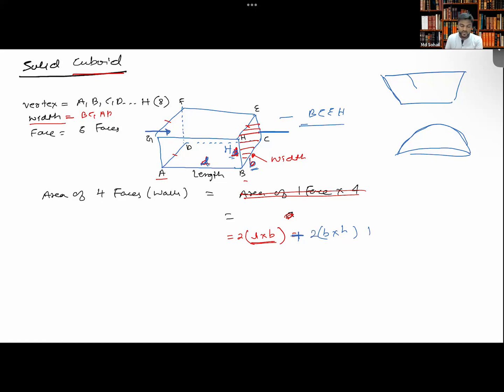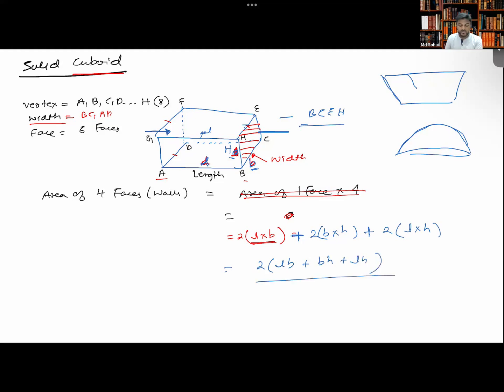Then again, look at the top and bottom. If this one is length, this one is also length over here, right? And this here is breadth. Here it will simply be 2 multiplied by L into height. So we will take 2 as common in all of them, so it becomes 2 into LB plus BH plus LH.